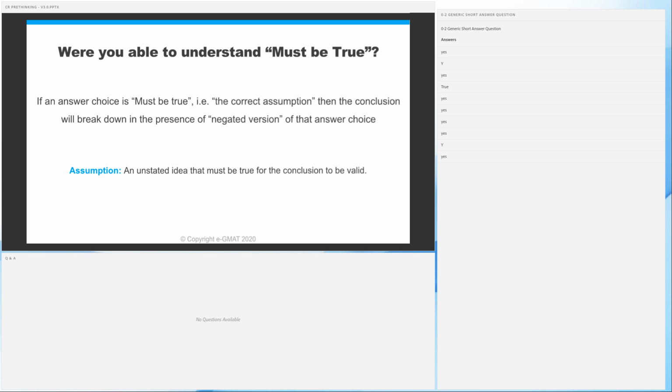So this is what must be true is. If an answer choice is must be true, then the conclusion will break down in the presence of its negated version. Why? Because it comes from that very definition of an assumption: an unstated idea that must be true for the conclusion to hold valid. In other words, if we remove that pillar number 2, the roof will cave in. That's the very definition of an essential pillar or a must be true pillar.